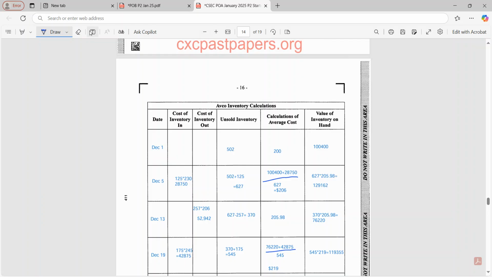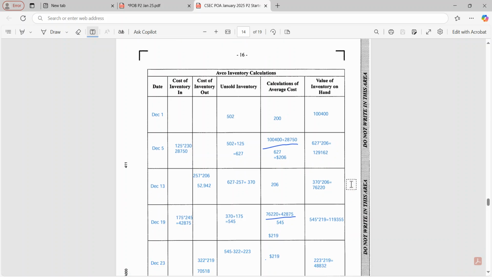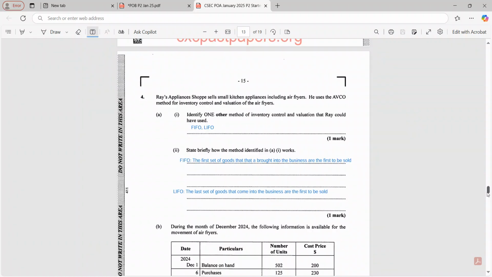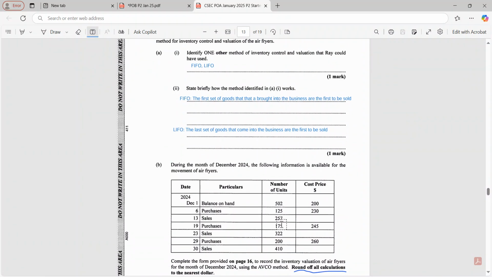All right, so it's 206. So we multiply the 627 by the 206, which will give us $129,162. So remember, we round off.